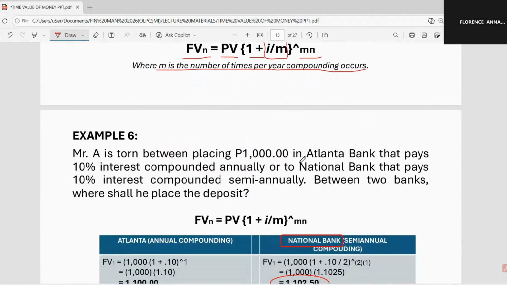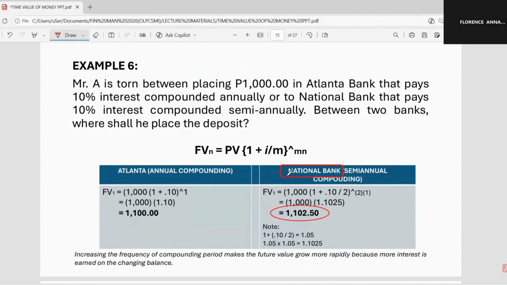Now, let's try solving. Mr. A is torn between placing 1,000 in Atlanta Bank that pays 10% interest compounded annually or to National Bank that pays 10% interest compounded semi-annually. Between two banks, where shall he place the deposit?